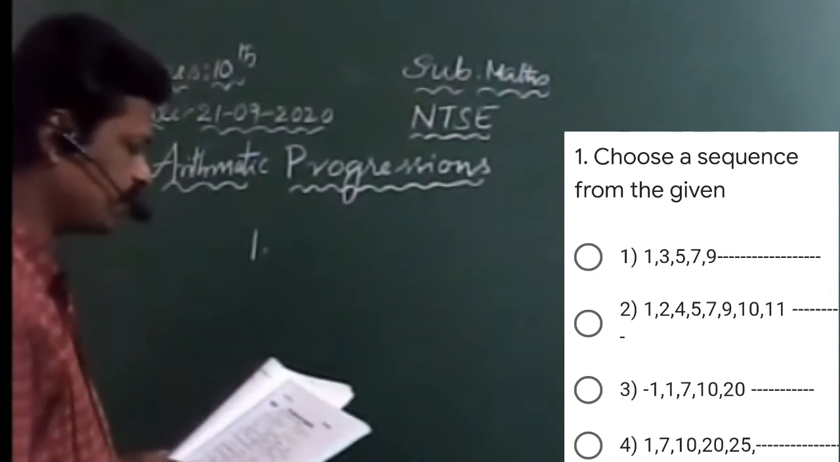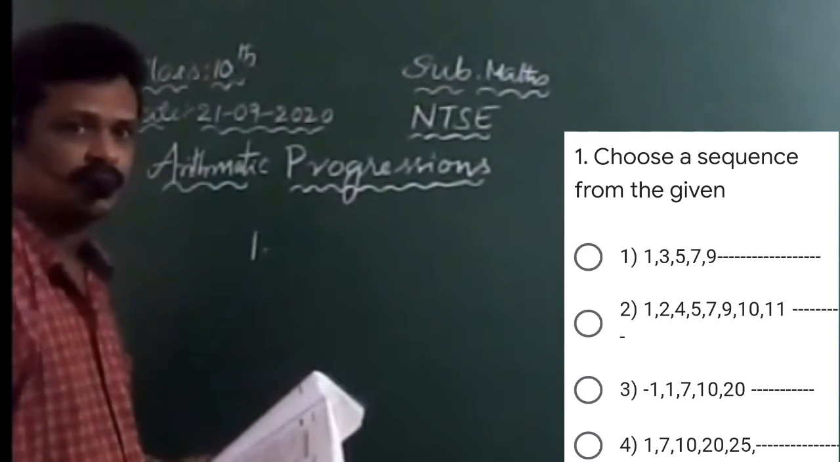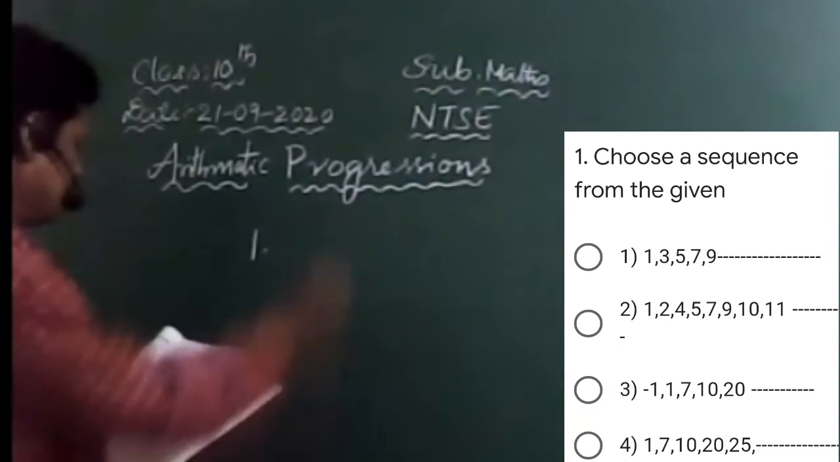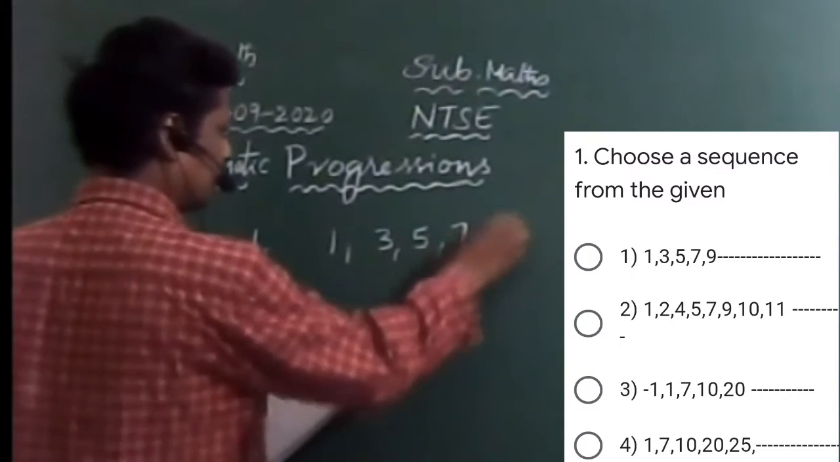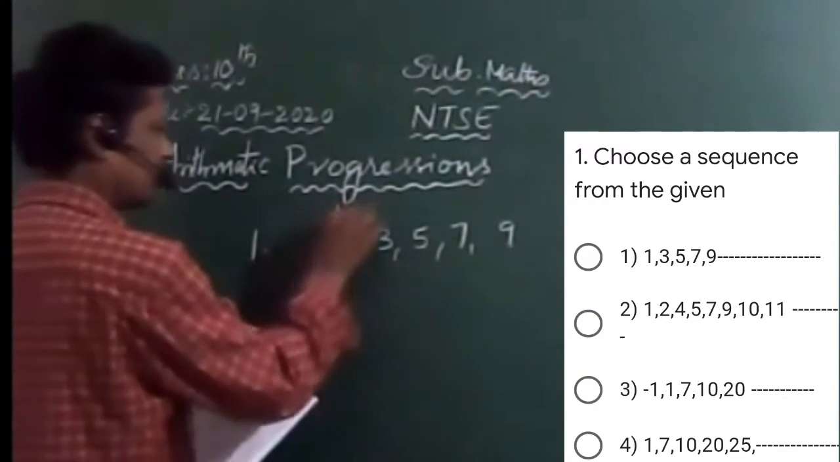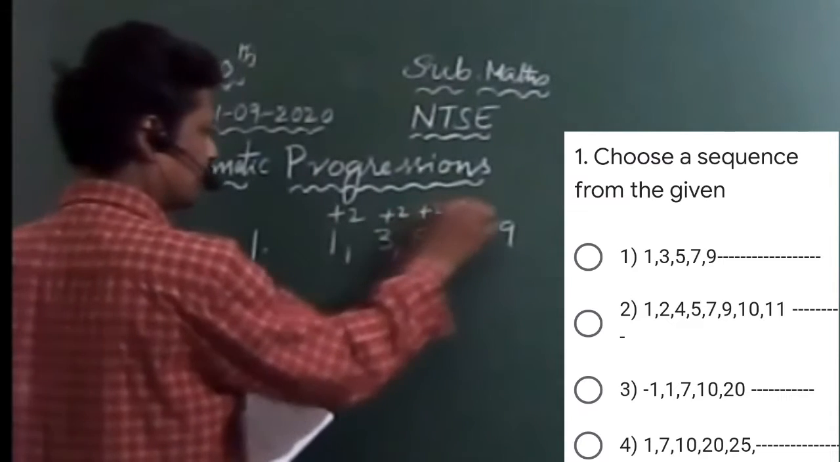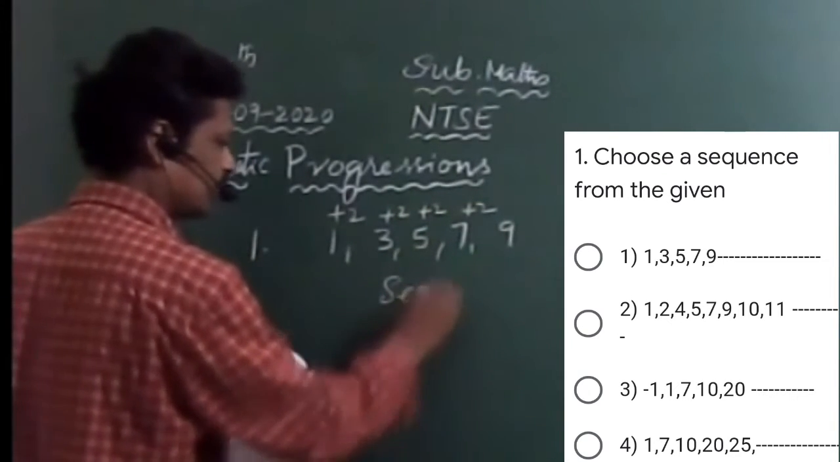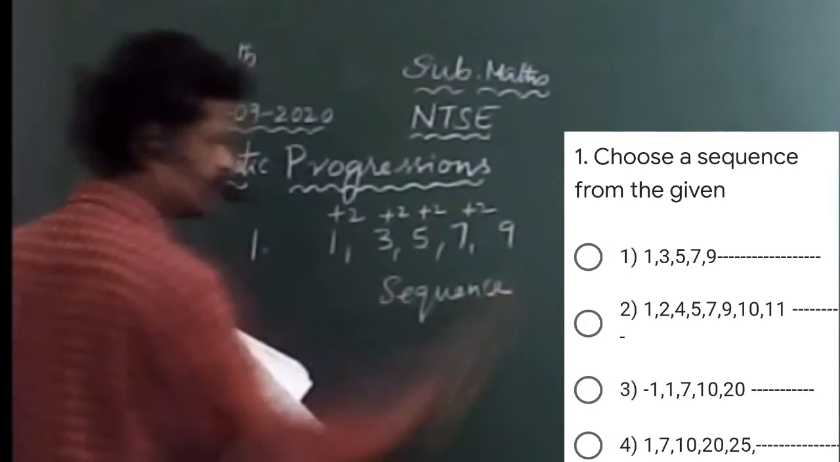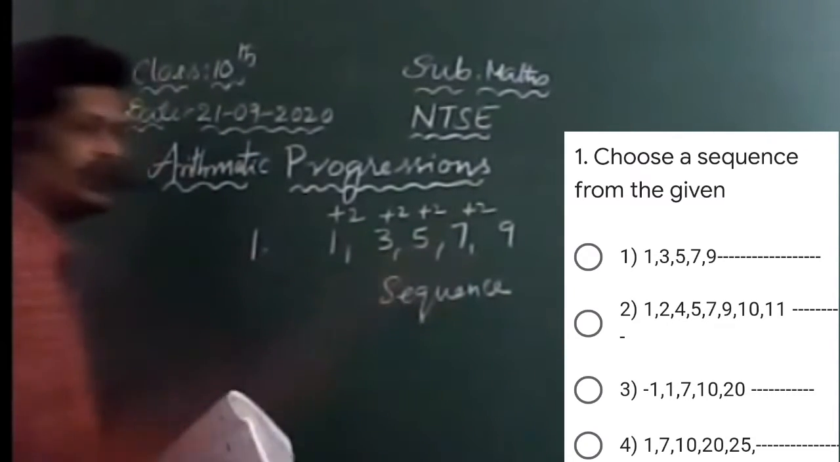Choose a sequence from the given. Already we discussed, a sequence will follow a particular rule. 1, 3, 5, 7, 9. What is the difference here? Plus 2, plus 2, plus 2, plus 2, which are separated by commas. So it is called a sequence. If they are added, it is called a series.